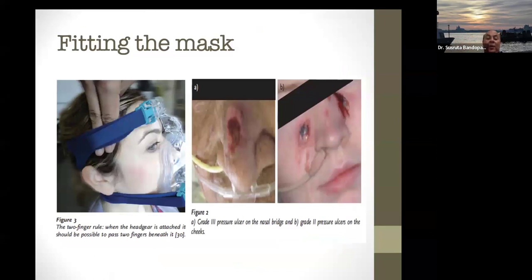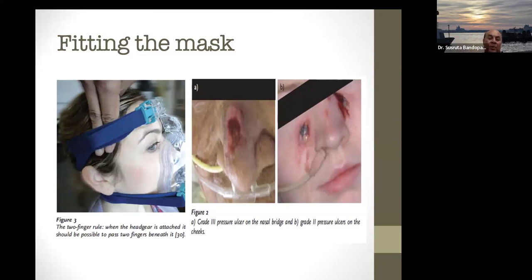Fitting the mask: you place the oronasal mask on the nasal cavity. It should fit snugly. There should not be much leak. It should not be one-sided, going up or going down. You should be very careful. It should be reasonably tight, not too loose, as you can see on your left panel. Basically, you should be able to barely put two fingers inside the band, so that you know how tight this is. That is very important.